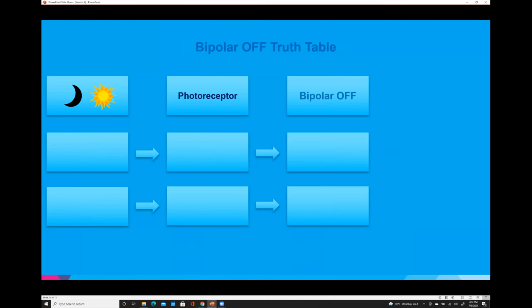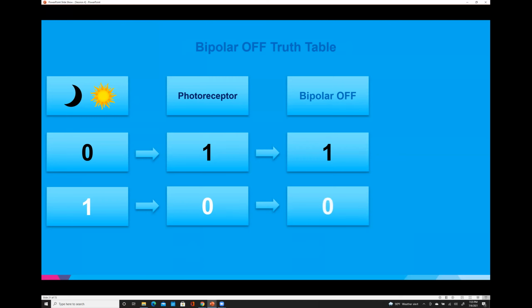Let's do the same thing with the bipolar off, not to belabor the point. When it's dark, we have a 0. Photoreceptor, is that a 1 or a 0? It's a 1. You got it. What's the bipolar off in this case, active or inactive? It's active, which means a 1. Exactly. And when it's a light state, is the photoreceptor active or inactive? It's inactive. And then what happens to the bipolar off? The bipolar off is inactive.